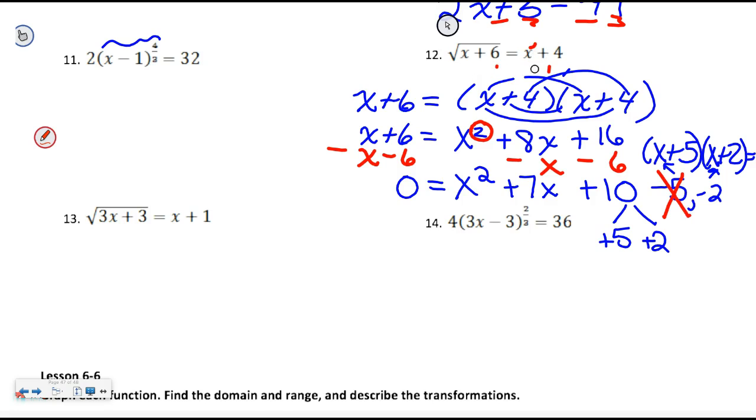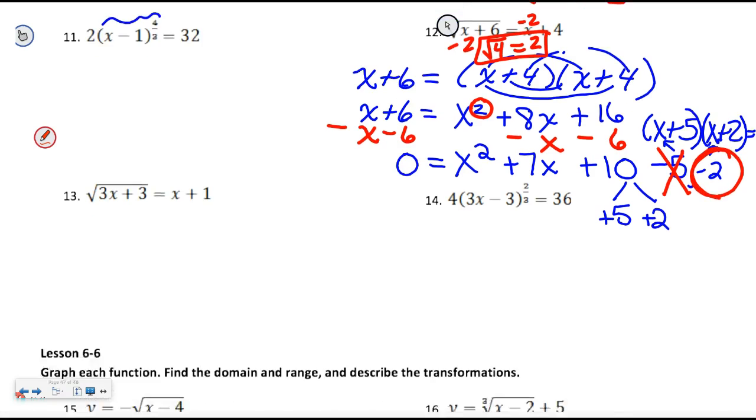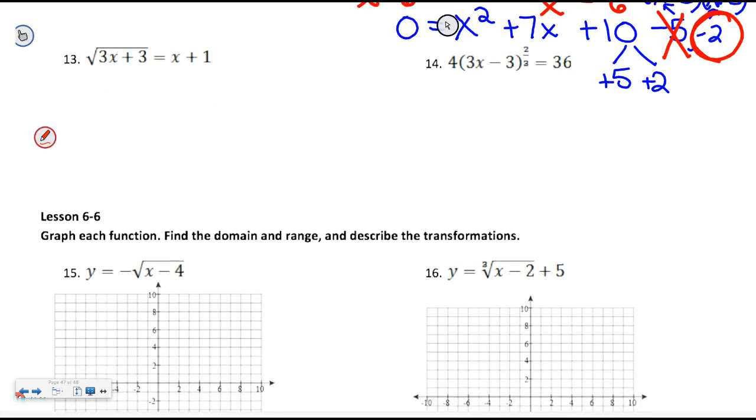And let me show you the negative 2 working just so you can see it. A negative 2 plus 6 is 4. So I get the square root of 4. A negative 2 plus 4 is 2. This is true. So this guy right here is my answer.